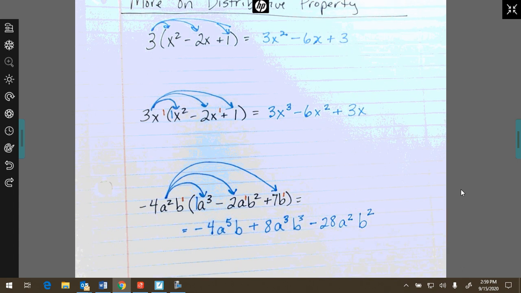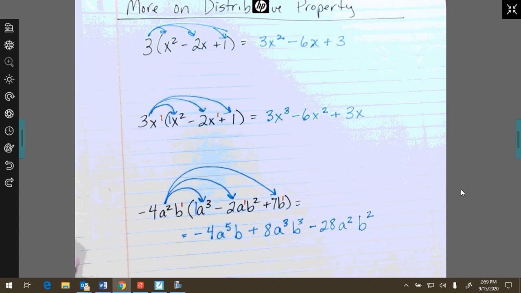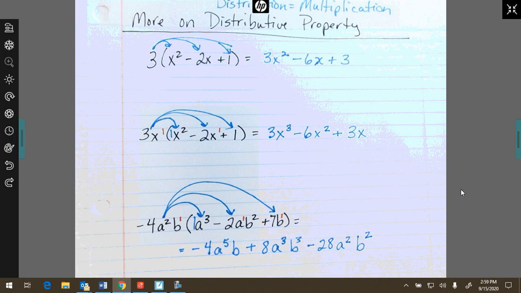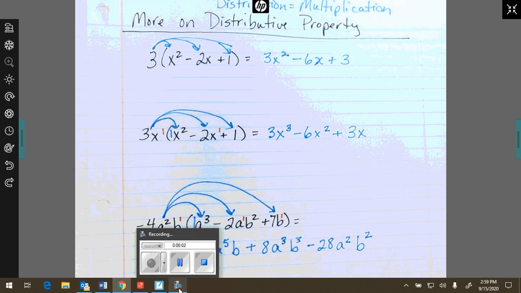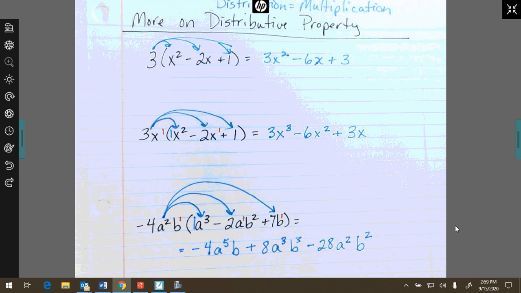So there's a lot of details that you have to pay attention to, but we're really not doing anything different from what we were doing before, except now we have to be concerned with the exponents on the variables.